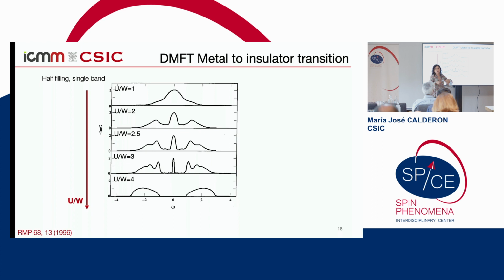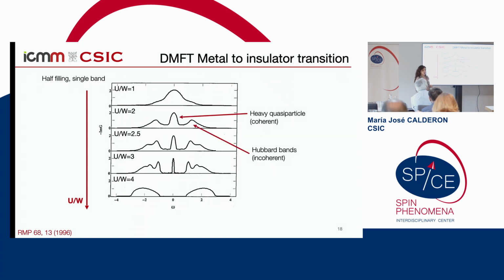This in particular would depend on the lattice that you have, the number of hopping terms that you put, whatever, but that doesn't matter. Qualitatively it's the same. So you have some density of states. And when U over W starts increasing, then you get this three-peak structure. The one in the middle is a coherent part, which is a heavy quasi-particle. And the two peaks that arise here are what we call the Hubbard bands, and they are incoherent. You will see what it means later.